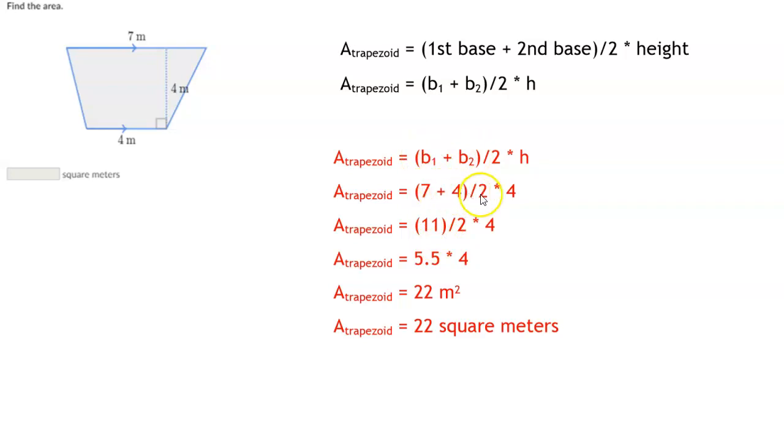That's 11, so I divide that by 2, and I get 5.5. And I'm still going to multiply that by 4. 4 is the height. I'm being very specific here. The height is the distance between the 2 bases that is perpendicular to the 2 bases. So the first base is 4, the second base is 7, and the distance between those 2 bases is 4. So I'm multiplying those 2 numbers together to get 22 meters squared, otherwise known as square meters. Remember that I talked about this in the previous problem. It could talk about square meters, or it could talk about meters squared.